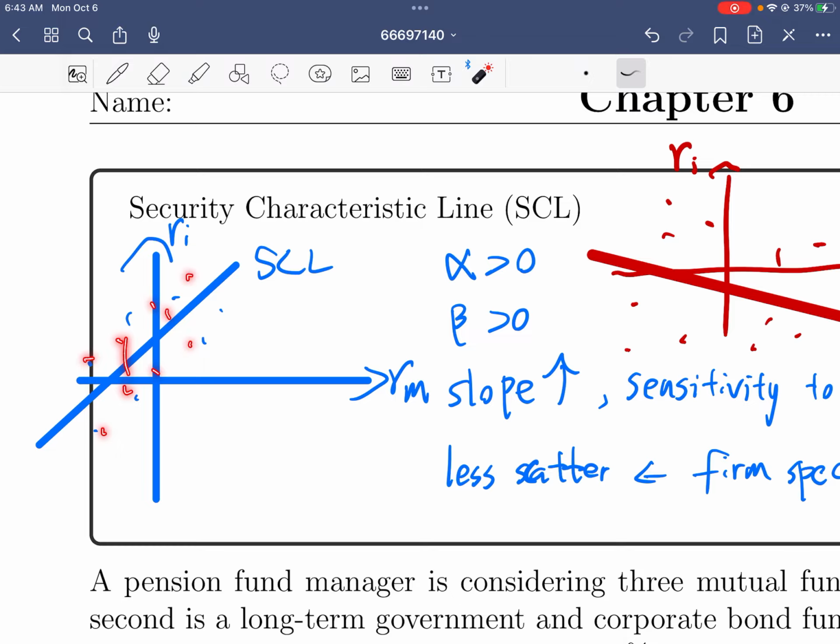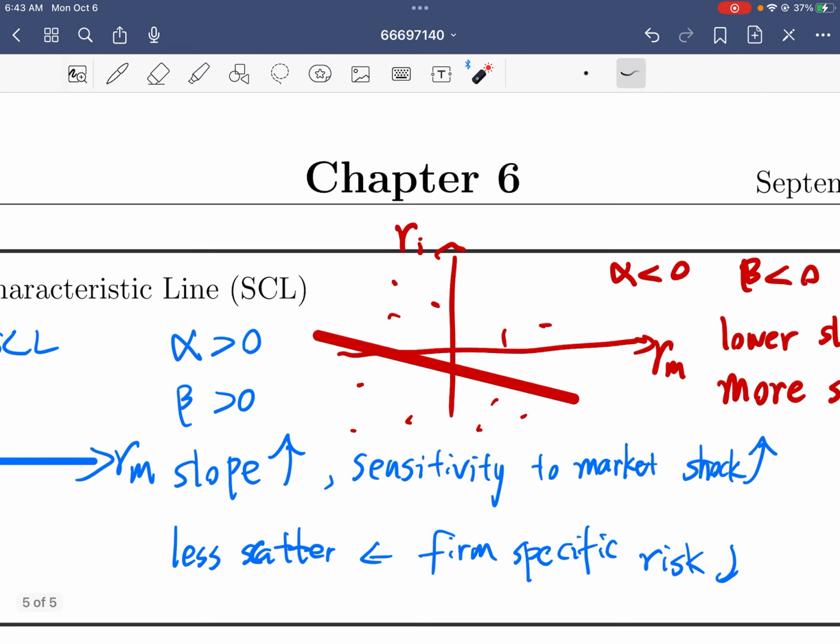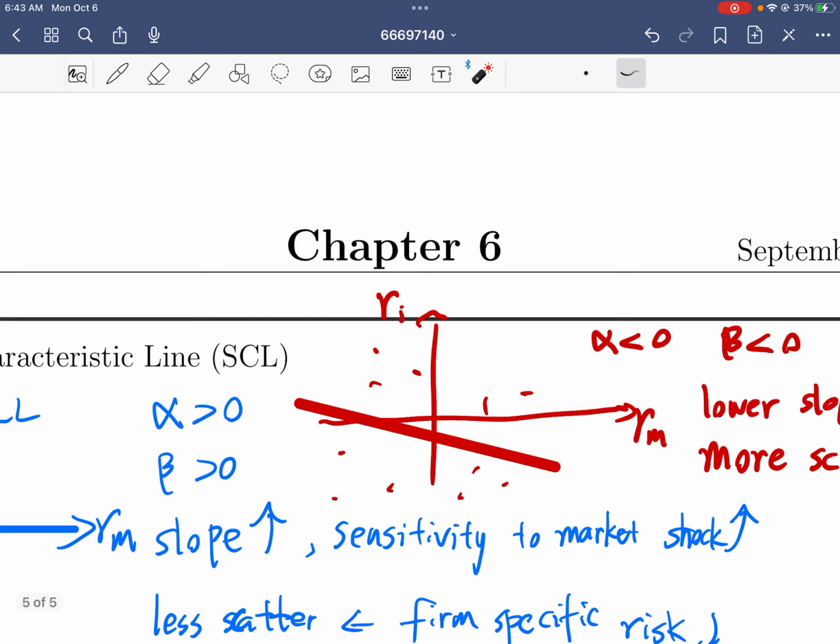You can see here we have the points near the linear relationship between the individual stock and the market, meaning that those points are less scattered, so the firm-specific risk is lower here.